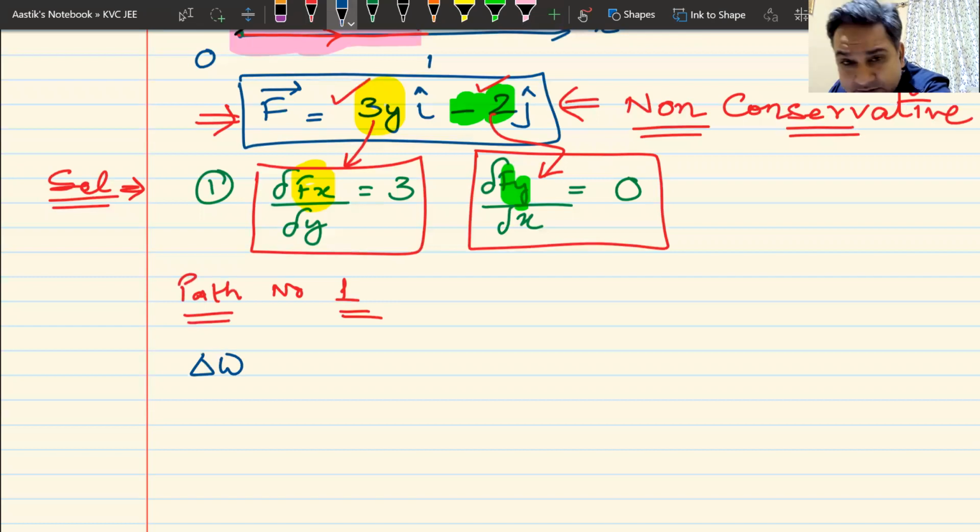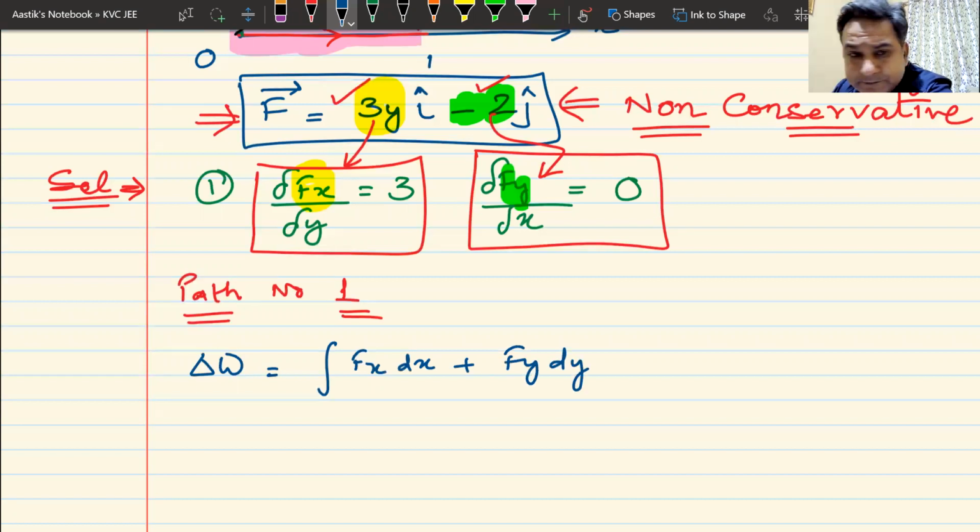Work done in this path will be equal to the integral of Fx dx plus Fy dy. We all understand this? Yes or no? The formula doesn't change. The formula is the same for all. I just put the values now. What are the values, Yashwant? Sir, F of 2x dx. 2x dx? How did you get 2x dx?